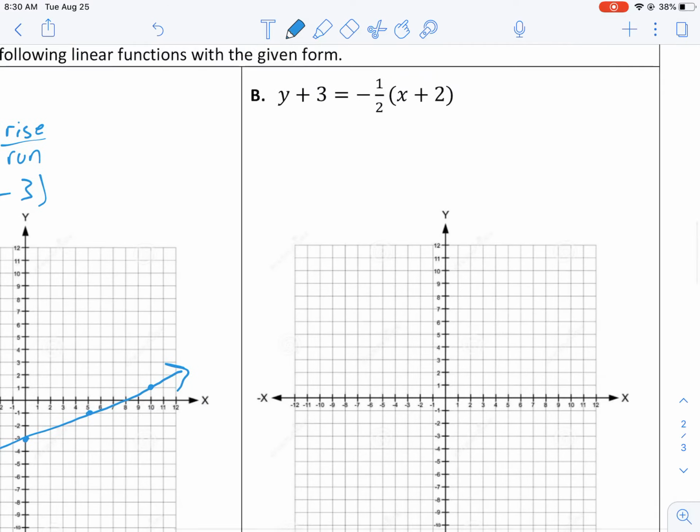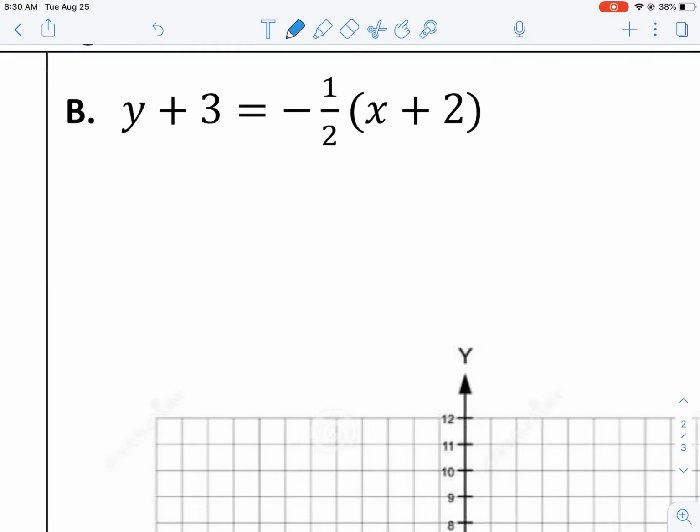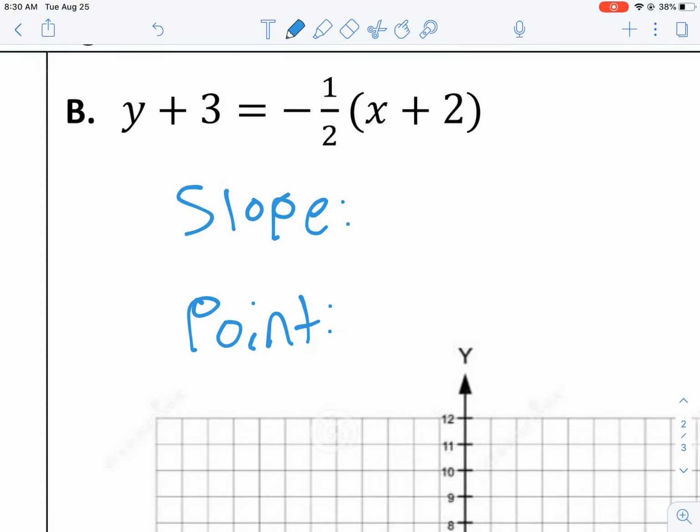Next one, we're going to do point slope form. So in point slope form, we're going to do the same thing. We're going to identify a slope. We're going to identify a point. So in point slope form, our slope is whatever's in front of our parentheses, so that's -0.5. And our point is this number and this number, but remember opposite sign.